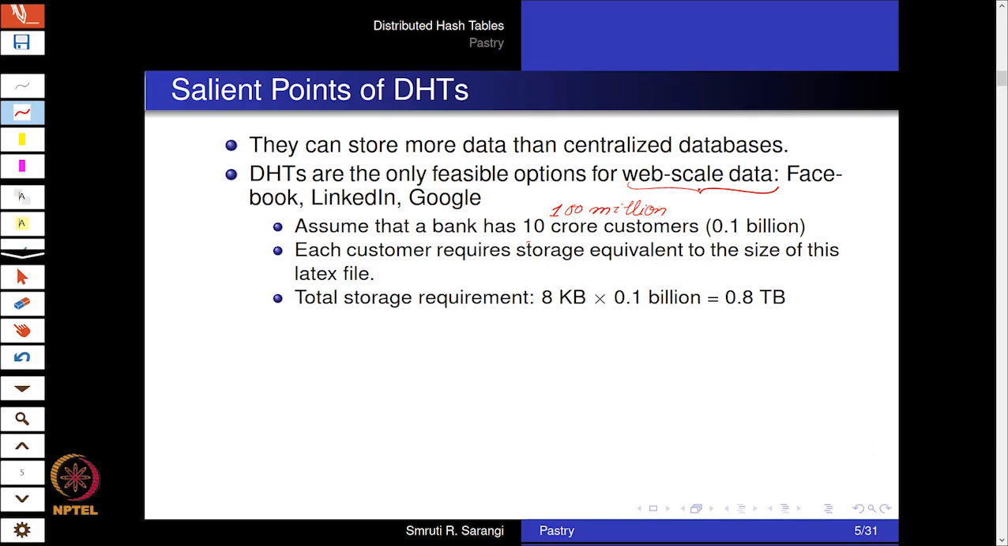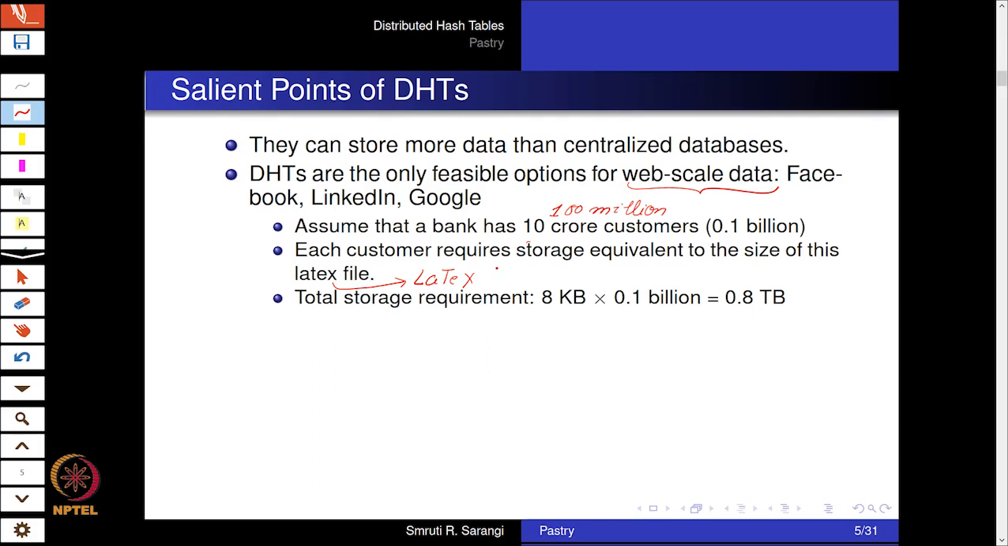And let's assume that the storage space that is required for each customer to store his bank account is the same as the size of this LaTeX file. Incidentally, this entire presentation was made using LaTeX. So the LaTeX should rather be represented like this. It's a more correct form of doing it.